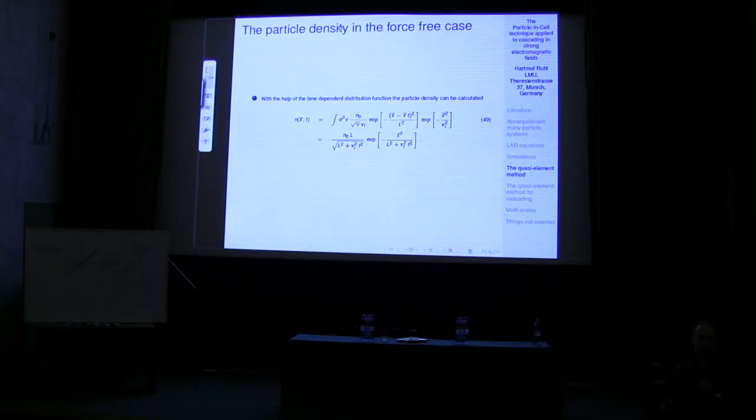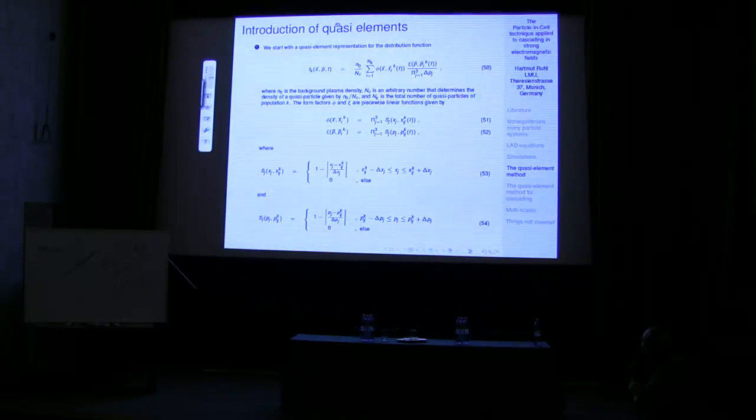So any gas expansion cannot go faster than the sound velocity. I mean, this is trivial. Now, how do we do it in the code? And the code introduces, as I already said, quasi-elements, finite elements.